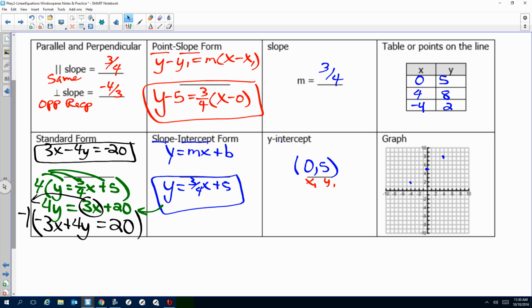Because the negative times a negative will make it a positive. And I want my leading coefficient, the x, to be a positive. If it's already a negative, I need to multiply by -1, or divide by -1. Yes, you could do that too. All right, so let's look at number 2.